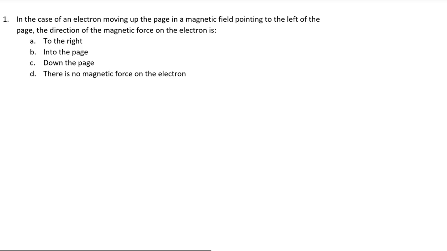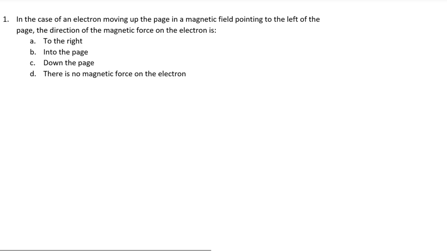The question states that we have an electron, in other words a negatively charged particle, moving up the page in a background magnetic field. That background magnetic field is pointing to the left. The question then asks us what is the direction of the magnetic force on the electron. Is it to the right, is it into the page, is it down the page, or is there no magnetic force on the electron?